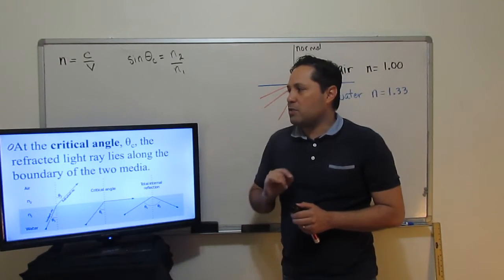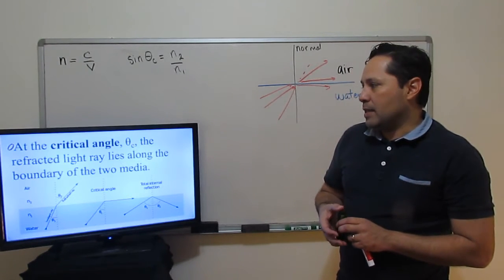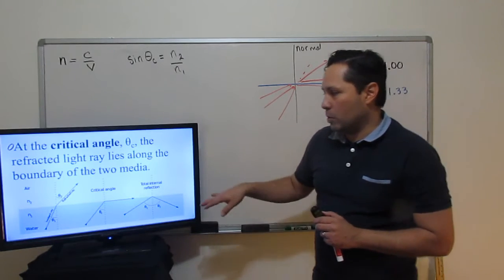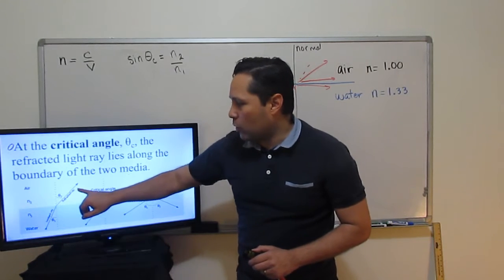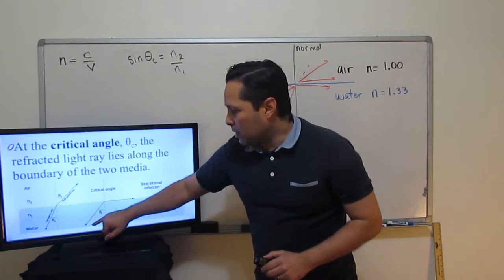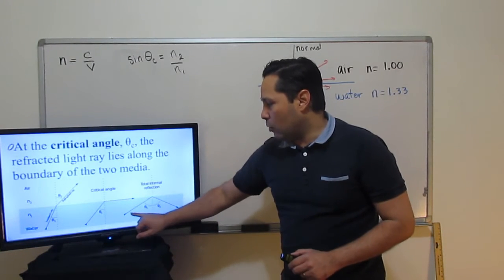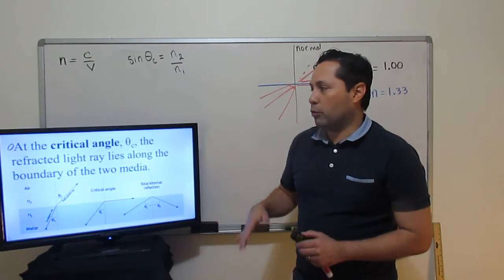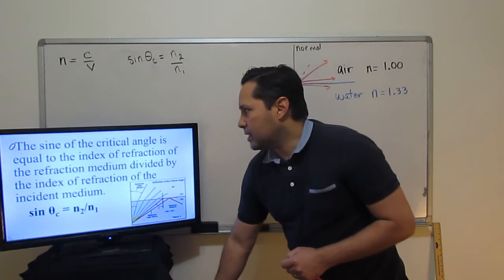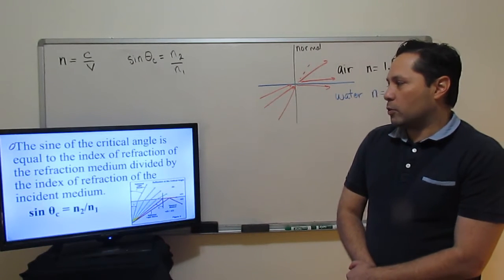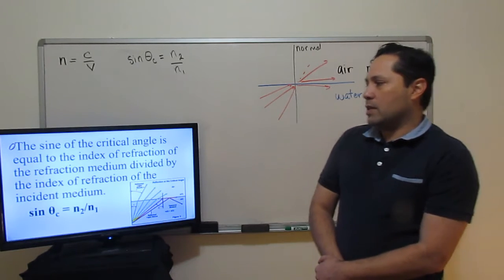Theta c is the symbol for critical angle. It is the angle at which the refracted light ray lies along the boundary between the two media. Here I have a very similar drawing. The light goes and bends away from the normal. But if you increase the angle down here, notice now it's along the boundary, and if you increase the angle even more, you have total internal reflection. The light does not come out. The sine of the critical angle is equal to the index of refraction of the medium divided by the index of refraction of the incident medium.